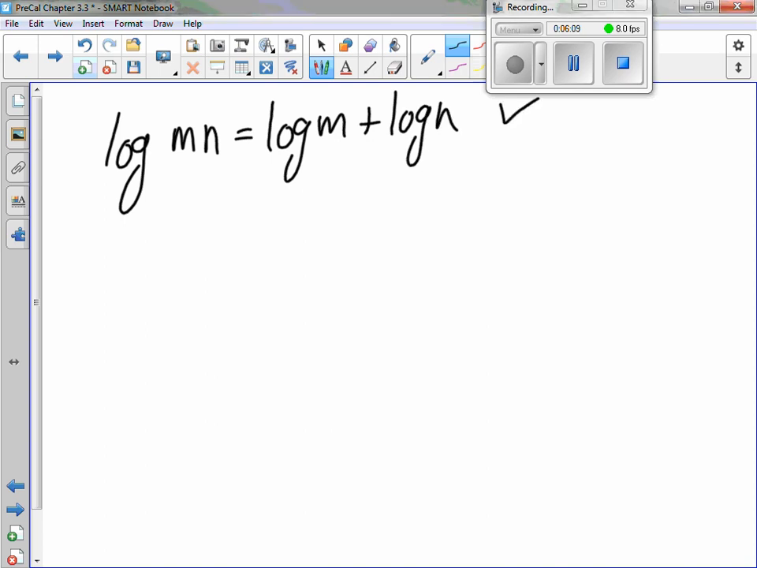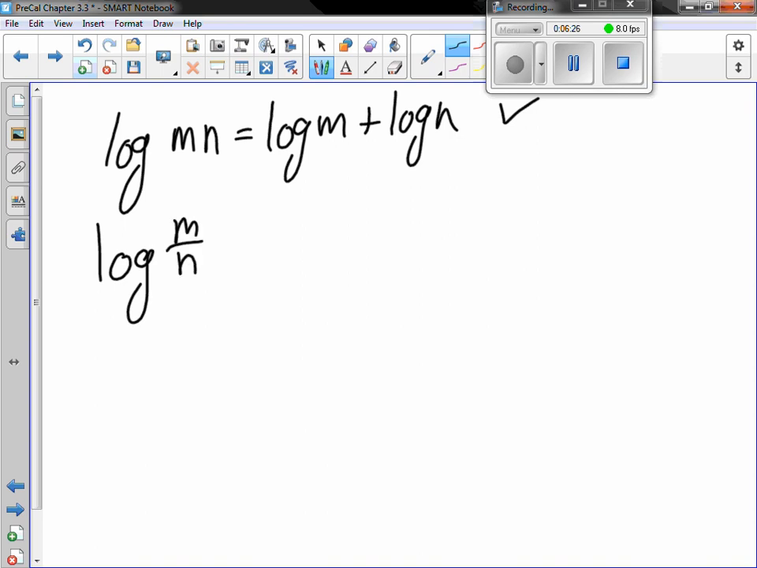So we'll say this is true. I can get the other ones using this property. That seems a little weird, yes? So we can get division and powers from this here? Well, let's say I had log of m divided by n, yes? Would this be the same as log of m? Actually, let's do powers first. I'm going to do powers first. Log of m to the n, yes?